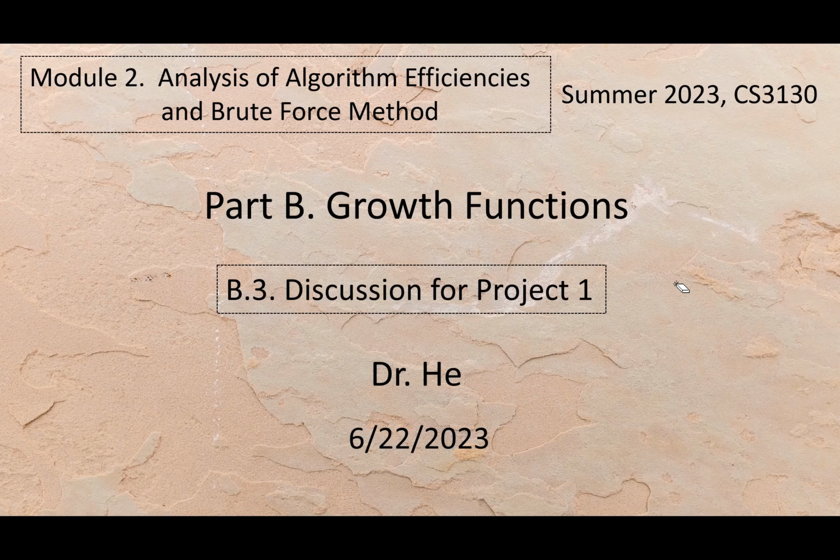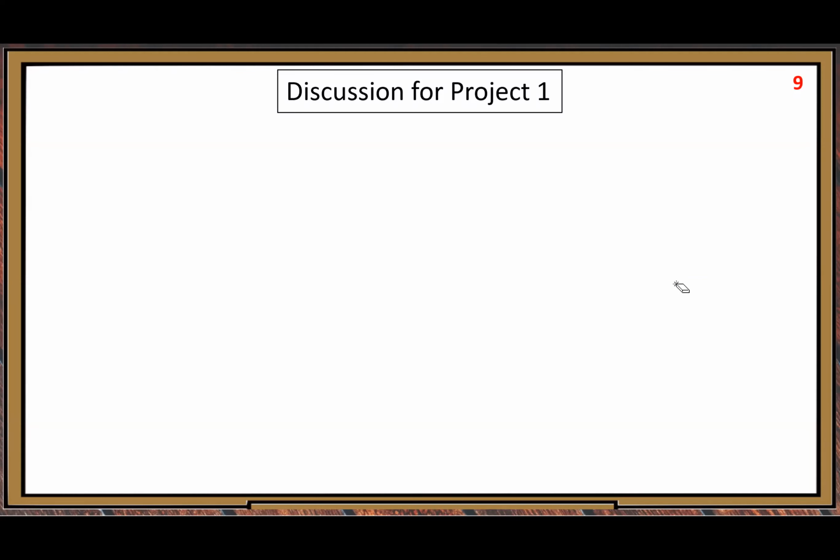For project 1, some more details. We know we calculate polynomial values in 2 different methods. The first one, ordinary method. The second one, Horner's rule. But in our implementation, we want to avoid the overflow problem.